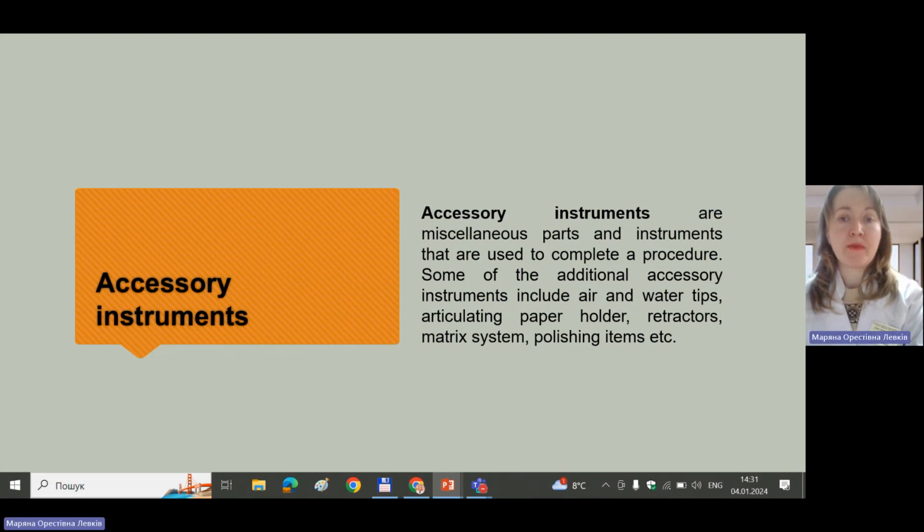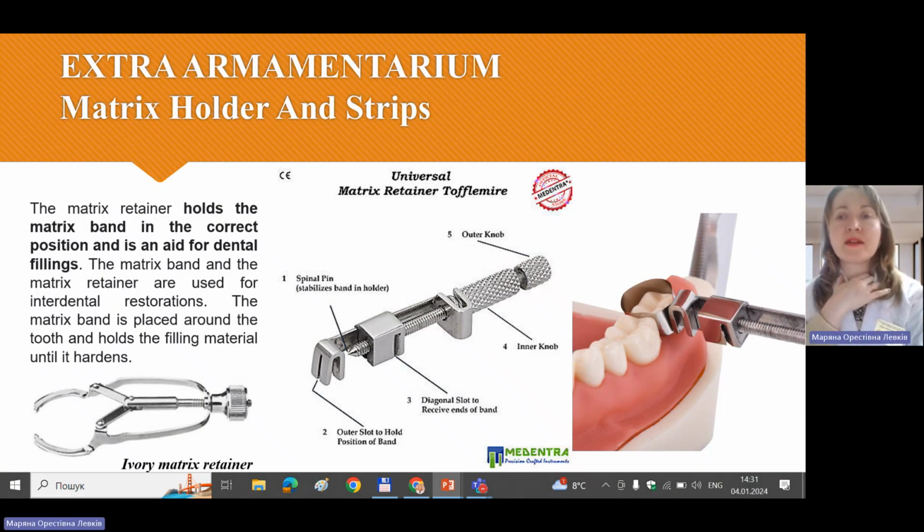We eventually go to the accessory instruments. Accessory instruments are miscellaneous parts and instruments that are used to complete a procedure. Some of the additional accessory instruments include air and water tips, articulating paper holder, retractors, matrix system, polishing items, and so on. So, extra armamentarium, the first position in this list is matrix holder and strips.